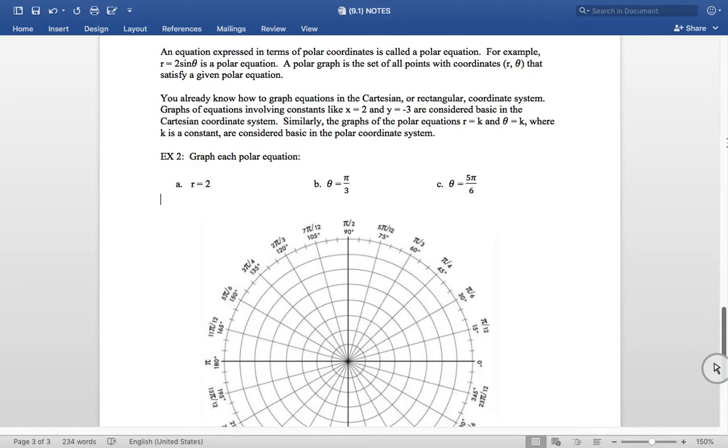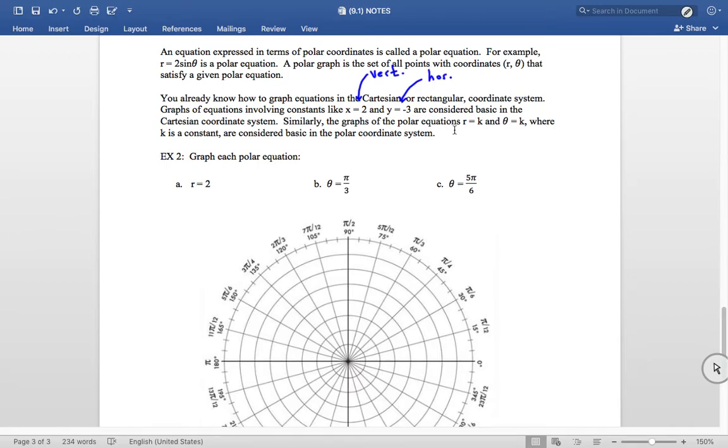All right, now, next paragraph. Read along with me, everybody. You already know how to graph equations in the Cartesian or rectangular coordinate system. Graphs of equations involve constants like x equals 2. By the way, is that a vertical or horizontal line? X equals 2. I got to vote for vertical. Yeah, it's vertical. That's a vertical line. And then you know all your y equals are horizontal lines.